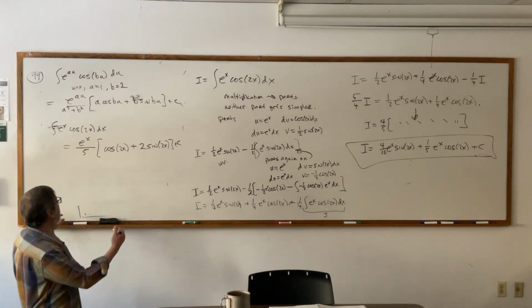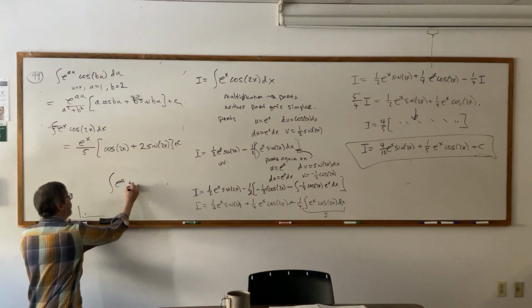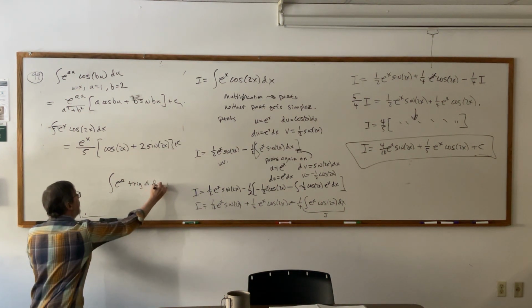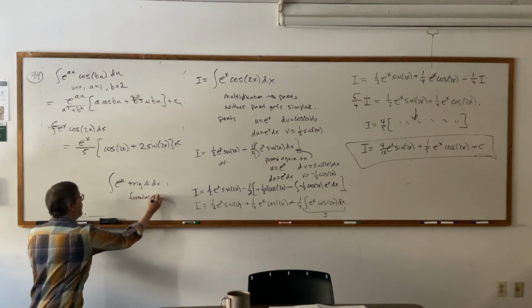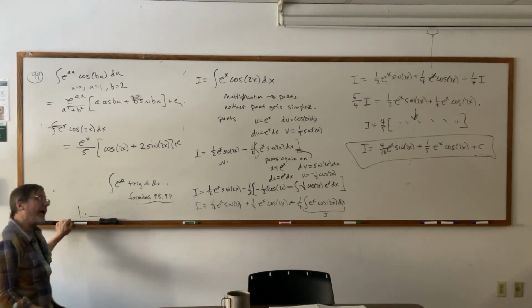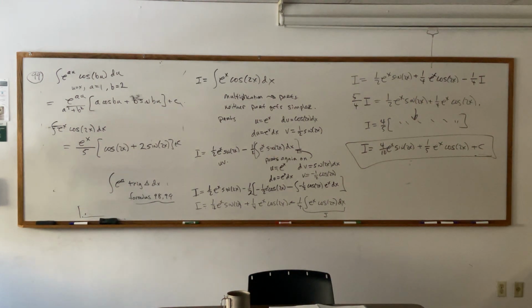So I recommend when you see this thing where you've got e to something and then some trig thing, you want to use these formulas. It's going to be formulas 98 and 99 on that master sheet that I gave you. So that'll help. Any questions on this before going?